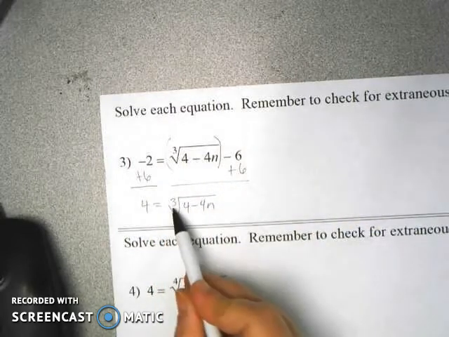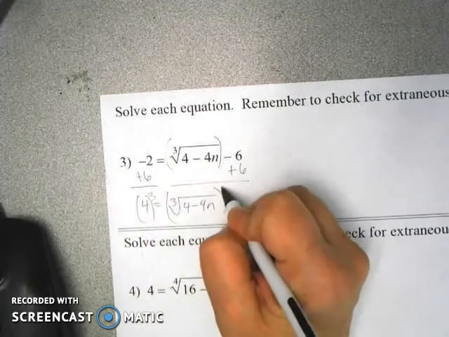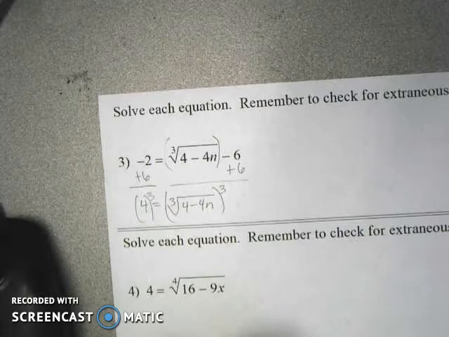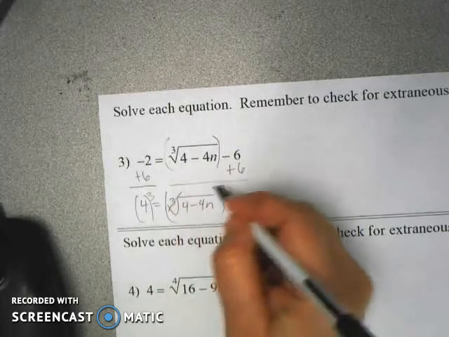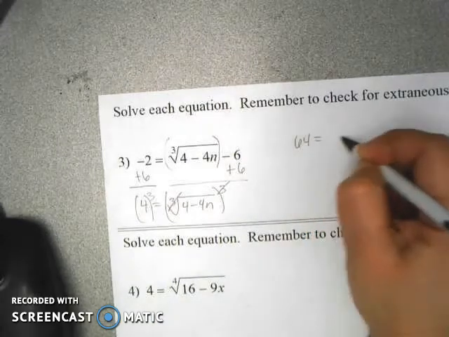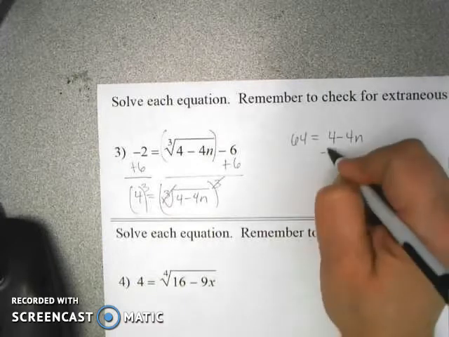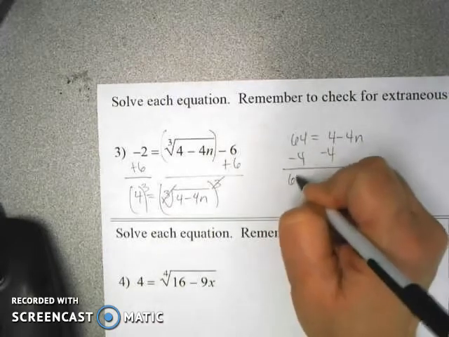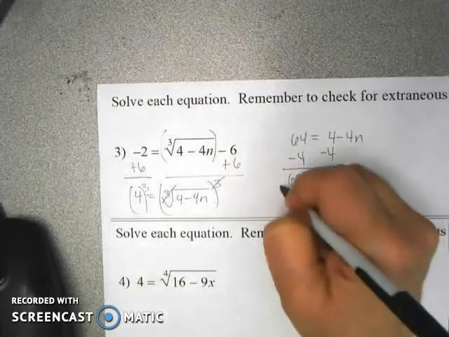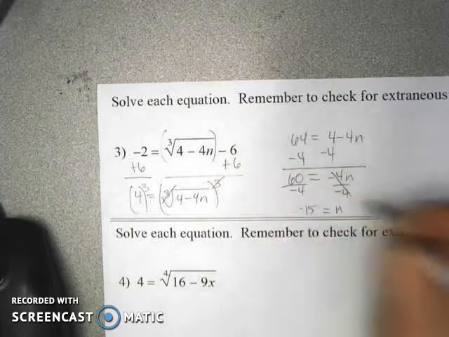And now we're ready to cancel out this radical by taking it to the reciprocal power. So we're going to take it to the third power. That cancels the radical out. 4 to the third is going to be 64. And now we have a simple equation to solve. So n will equal negative 15.